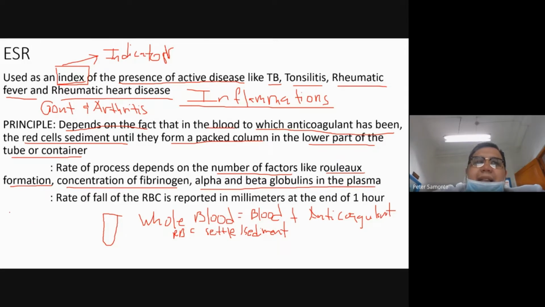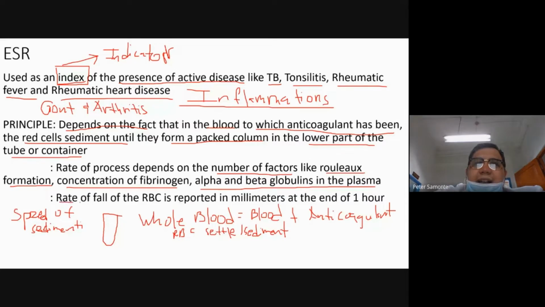So depende daw yung bilis, the speed of settling, yung pag-settle or yung pag-sediment, erythrocyte sedimentation rate, speed of sedimentation would depend, nakadepende daw sa number of factors like rouleau formation, yung stacking of coins, yung dami ng fibrinogen sa plasma, and your alpha and beta globulins as well.